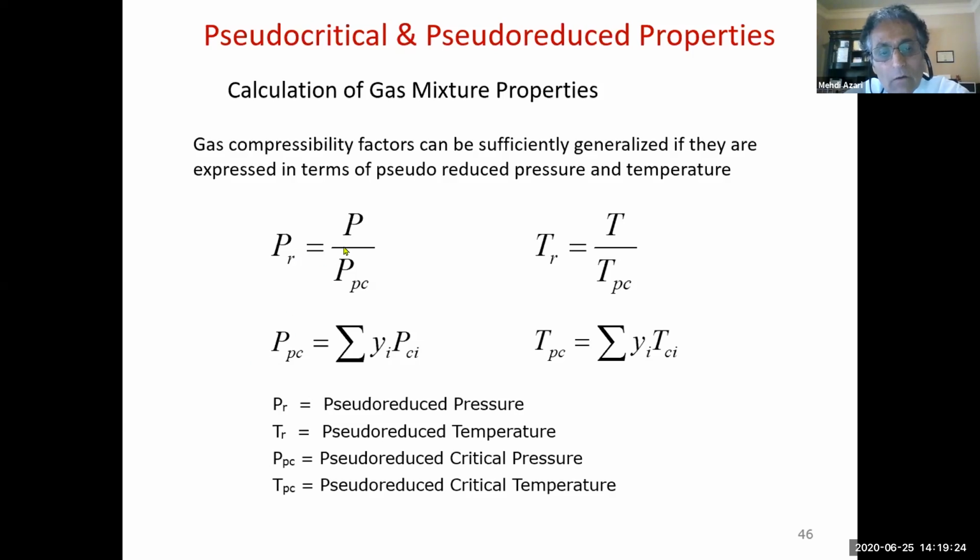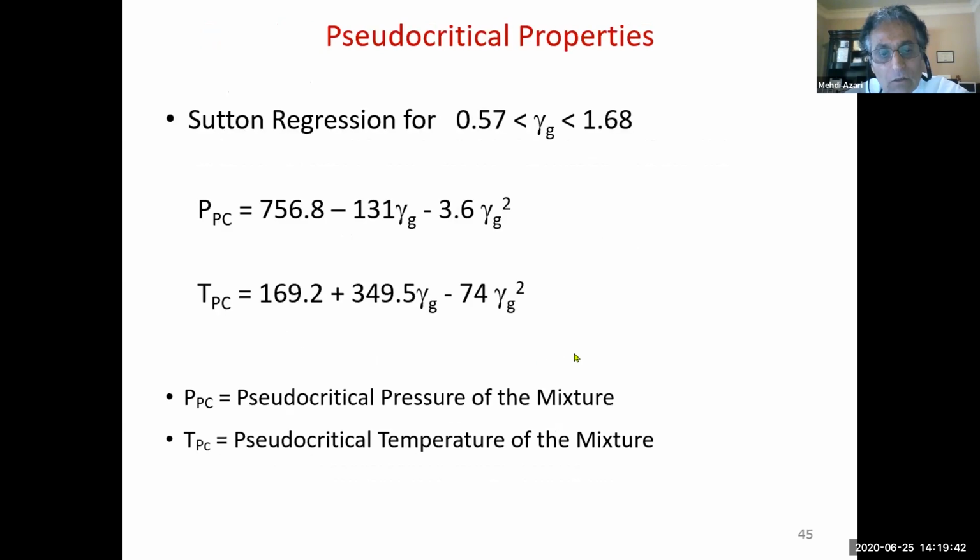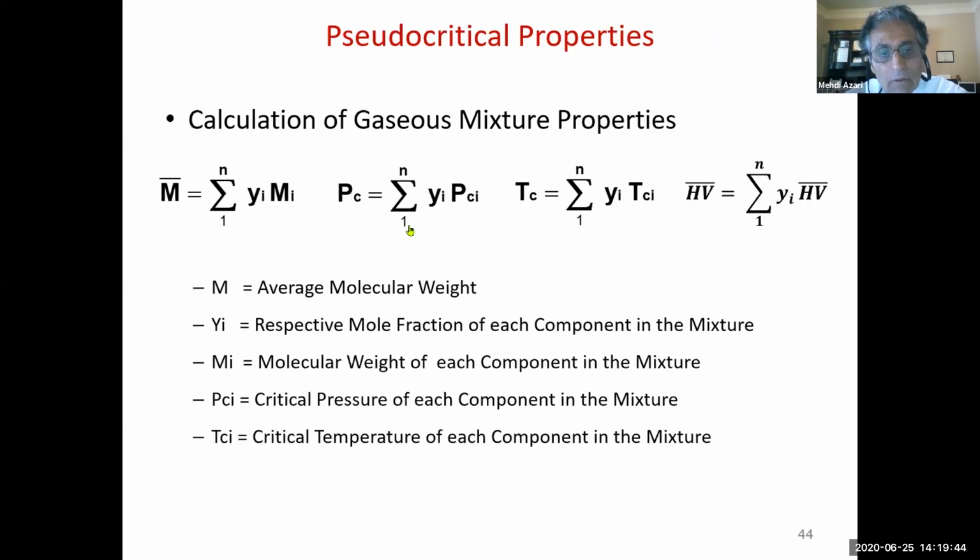So now that you calculate the pseudo-critical pressure, and let's say reservoir pressure is 5,000, and this is like 3,000, the 5,000 divided by that one is called pseudo-reduced pressure. Similarly, pseudo-reduced temperature. And PC and TC are just like we talked about here. PC and TC.